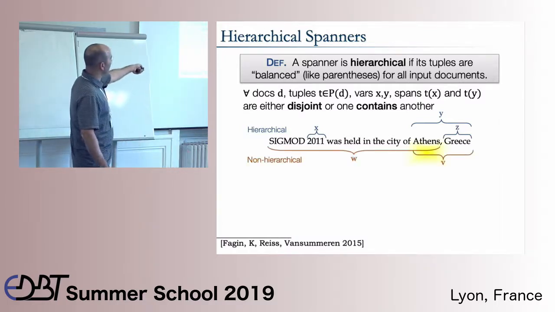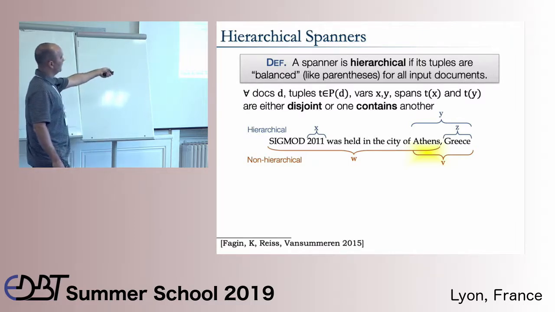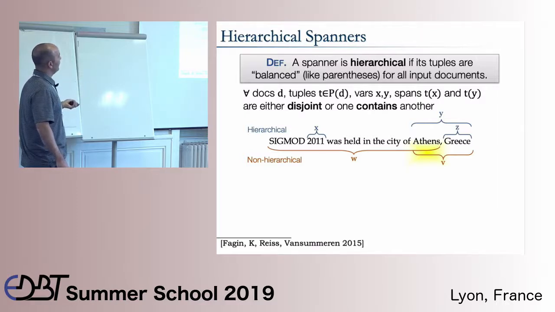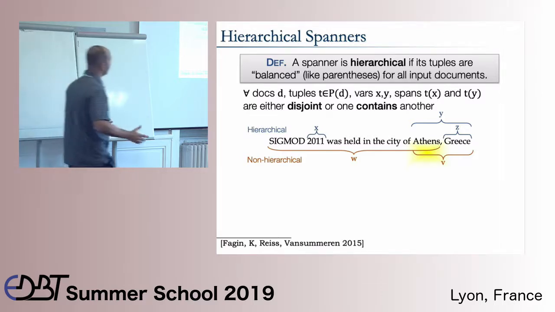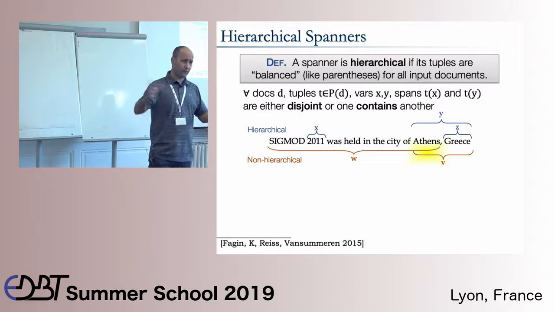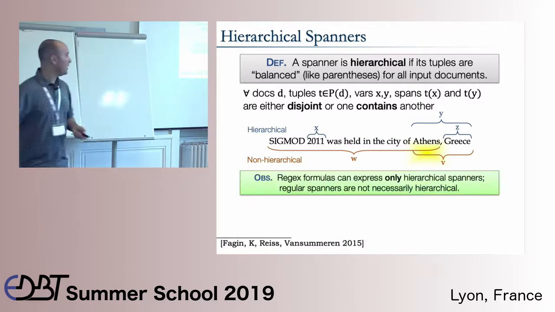Something that is non-hierarchical is, like, two spans that have an overlap between them, but no containment. So it's easy to see that with the relational algebra, we can get things that are not hierarchical. Like, take the Cartesian product of all the spans with all the spans. That's not hierarchical.